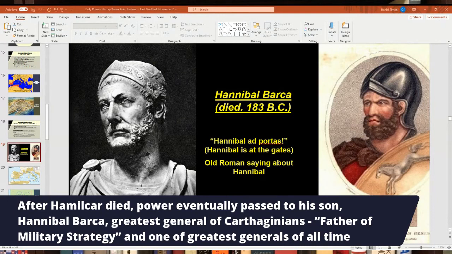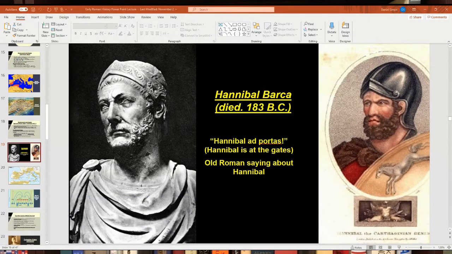So he came up with tactics to hit enemies not just in the front, but to encircle them, attack their flanks and their rear, and use cavalry all over the place, on the flanks and the rear. He also employed pike formations like the Macedonians did, which they developed in North Africa as well.